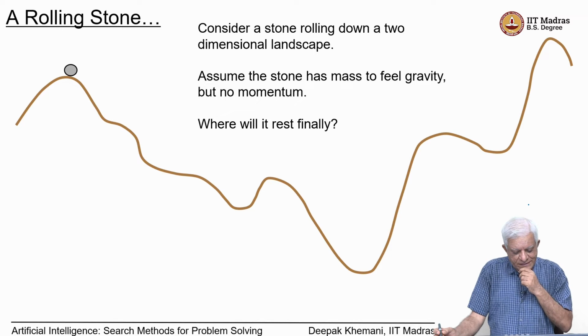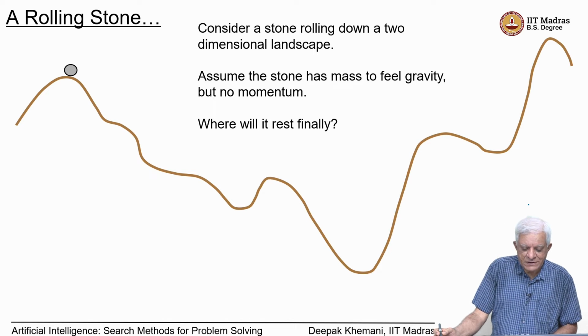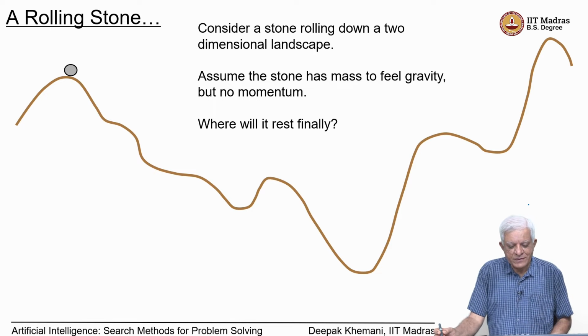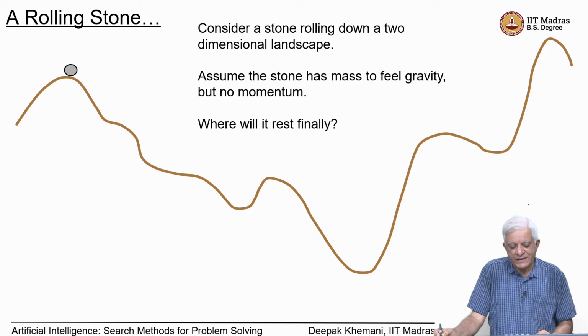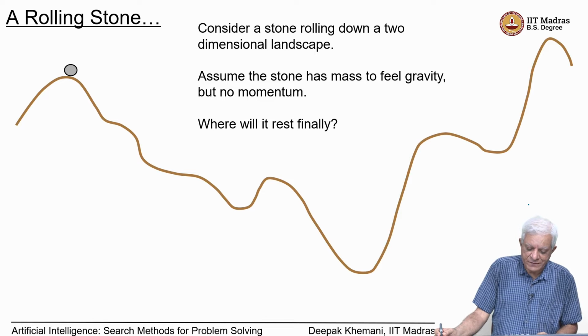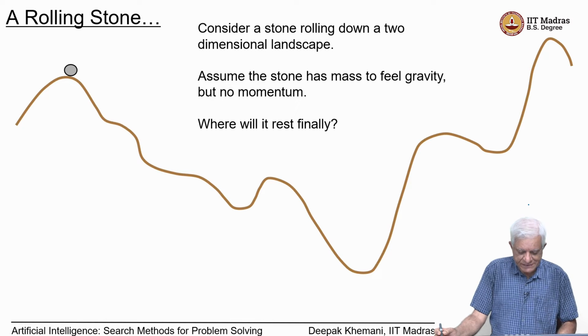So, here is an example of how gravity influences the movement. Imagine that there is a stone that is rolling down a two-dimensional landscape, and you assume that this stone has mass, so that it can feel gravity and it is pulled by gravity, but it has no momentum. So, it cannot overshoot. Where will it finally rest?